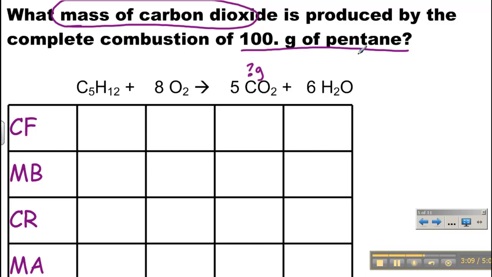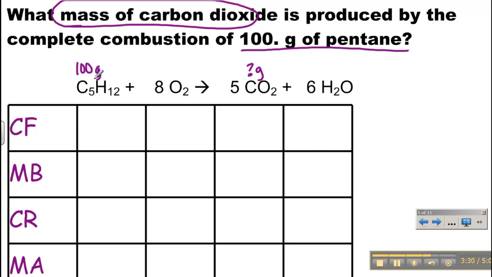Now, by our reasoning, we can figure out which one of these things is pentane. We know H2O is water. We know CO2 is carbon dioxide. We know oxygen is O2. So this one must be pentane. And there's a decimal point here because this is exactly 100 grams of pentane. That makes those numbers significant. So don't worry about that.